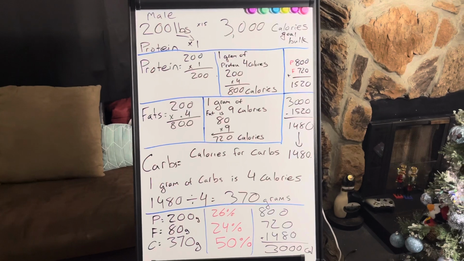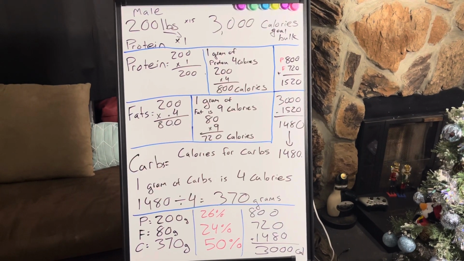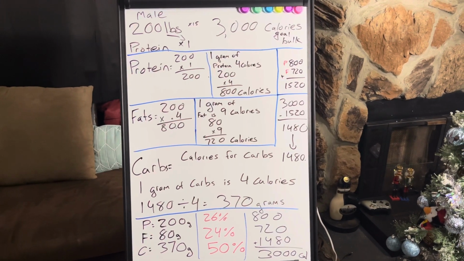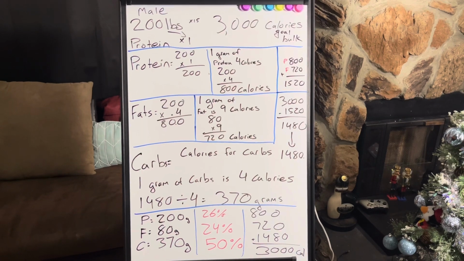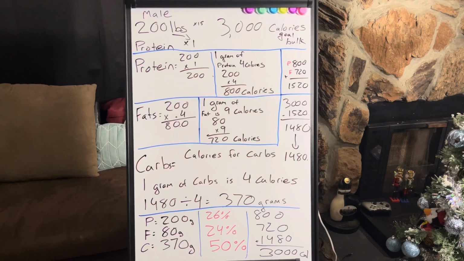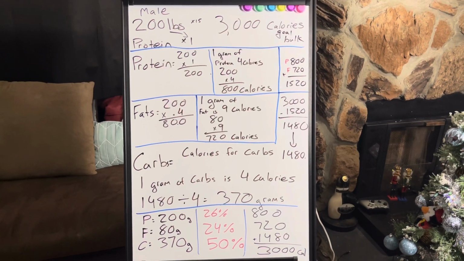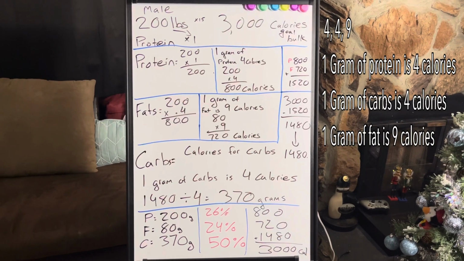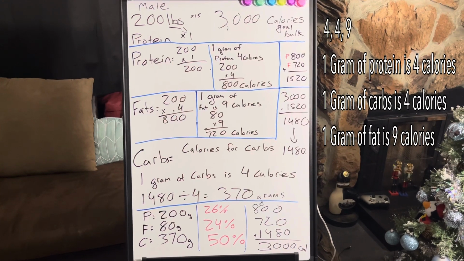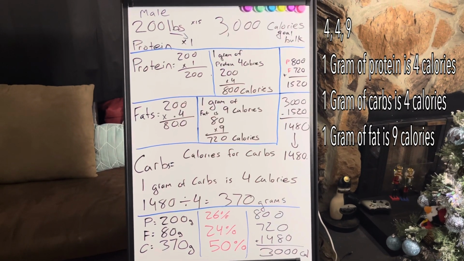And once again, these numbers aren't exact. It's going to vary from person to person, depending on what their metabolism is like and what their goals are. But this is just something that gives you a general starting point to figure out your macros. And an important thing to take away from this is the 4-4-9 rule, where 1 gram of protein is 4 calories, 1 gram of carbohydrates is 4 calories, and 1 gram of fat is 9 calories.